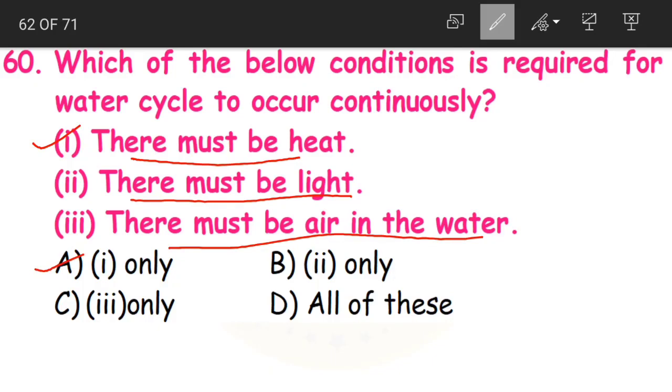Why? Only through heat, evaporation and then condensation take place. Because of that, we also get rain. This is what the continuous process of the water cycle is. So for this, you need heat.